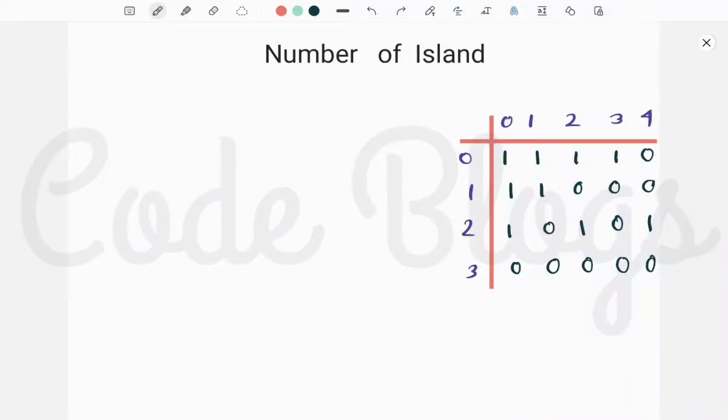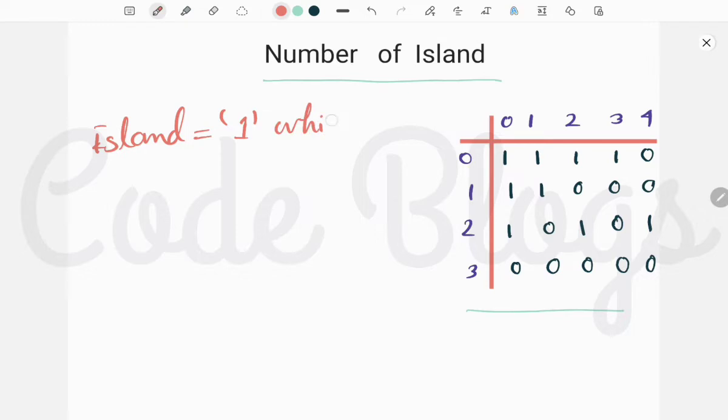In this video I want to discuss another miscellaneous problem, and the problem is the number of islands problem. Here we have to find the total number of islands. We are given one adjacency matrix, and here an island means one which is surrounded by 0.